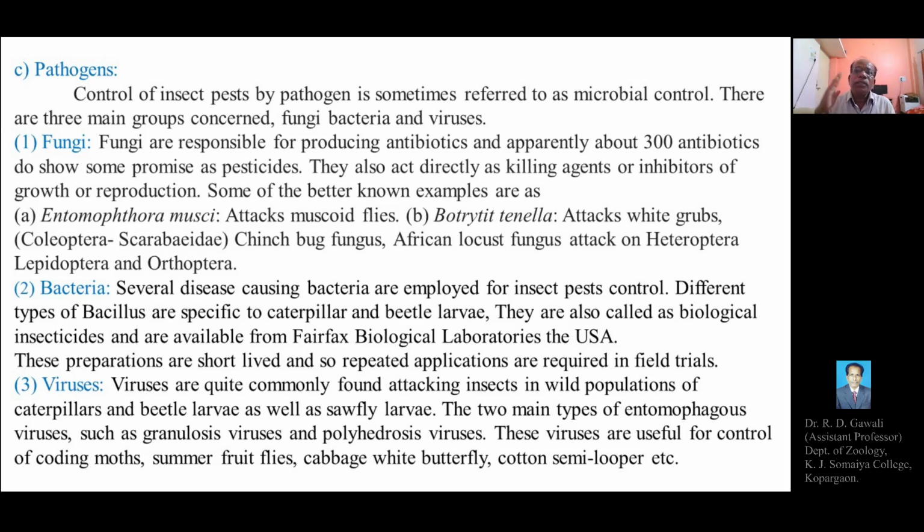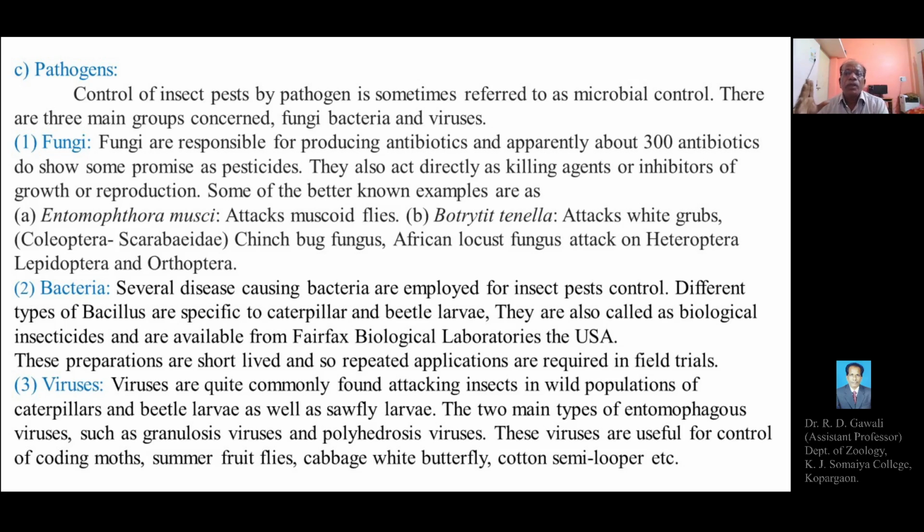Several disease causing bacteria are used for insect pest control. Different types of bacillus are specific to caterpillars and beetle larvae, that is lepidopteran larvae called caterpillars, or coleopteran larvae, that is beetle larvae. A number of caterpillars and beetle larvae can be controlled by using different types of bacilli, which cause diseases in them and ultimately help in controlling these two types of larvae as pests.